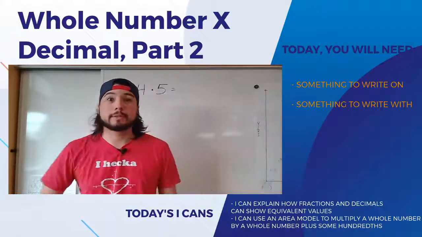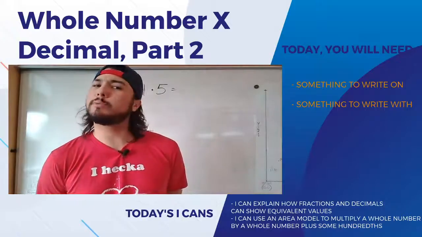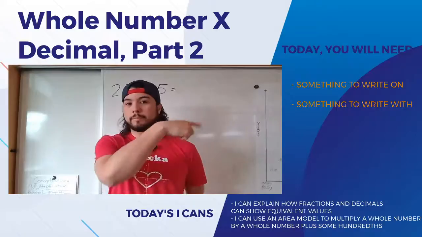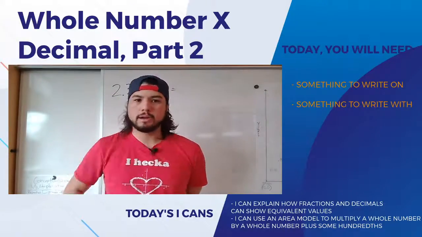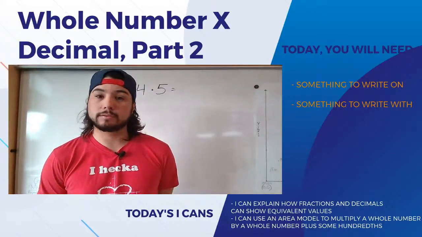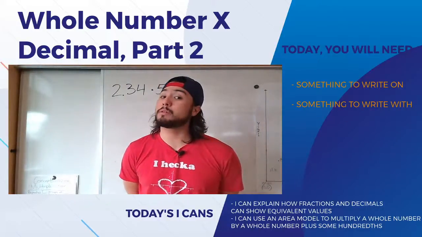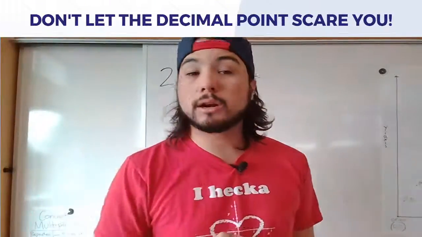Great. Okay, whole number times decimal part 2. We're going to go a decimal place further and take a look at the hundredths place today. You're going to need something to write on, something to write with, the usual. And then down here, I can explain how fractions and decimals can show equivalent values. And I can use an area model to multiply a whole number by a whole number plus some hundredths. So let's get started on that.